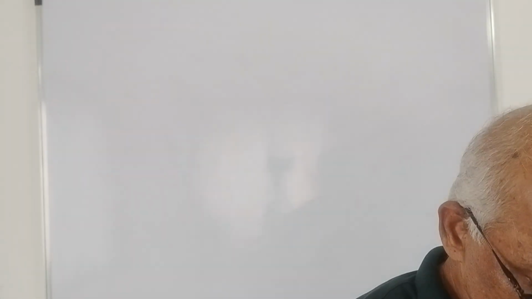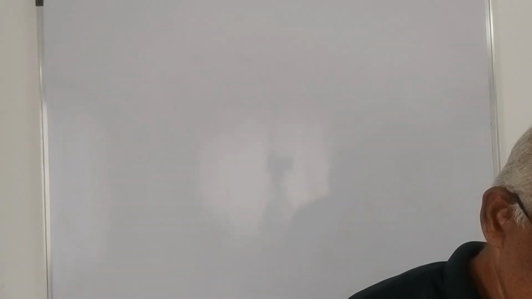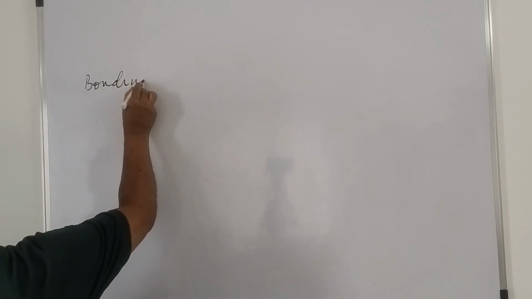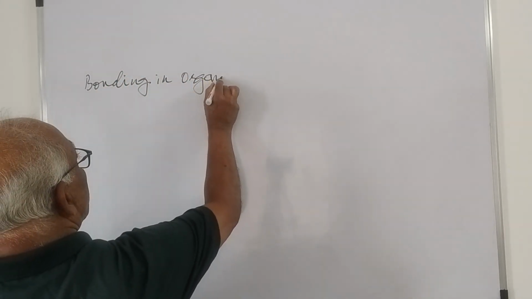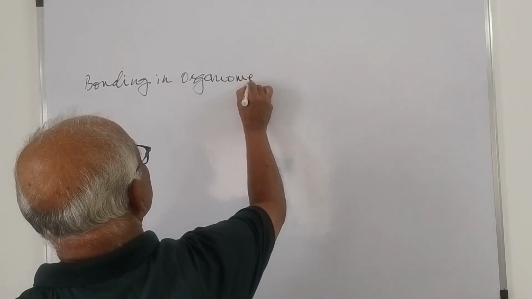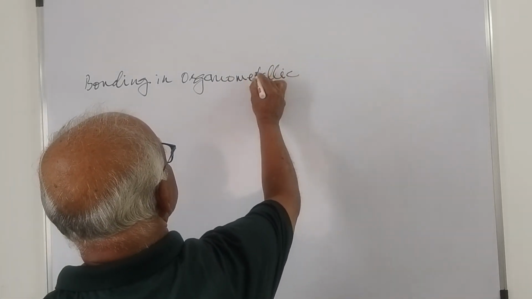Last time we were discussing organometallic chemistry and we have seen various points involved in this topic. And today we are going to see the next point of this organometallic chemistry, that is bonding in organometallic compounds.